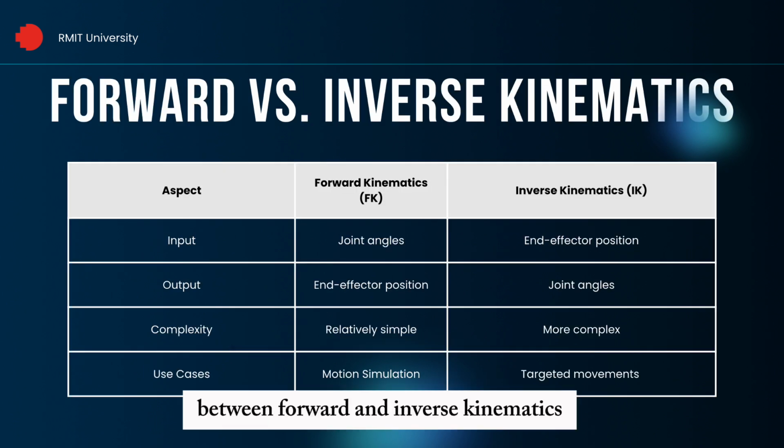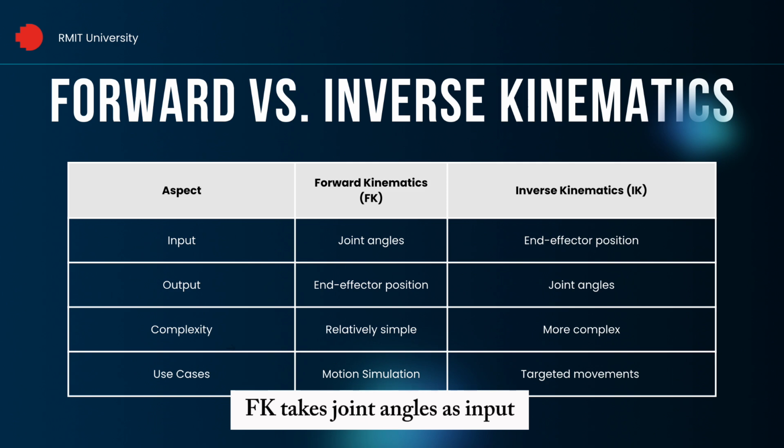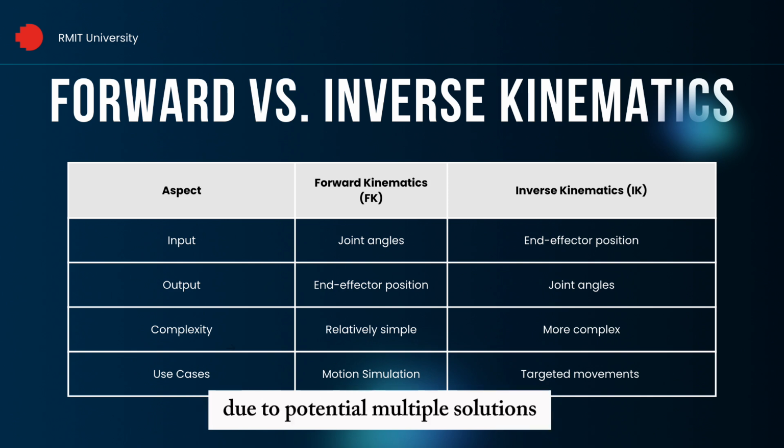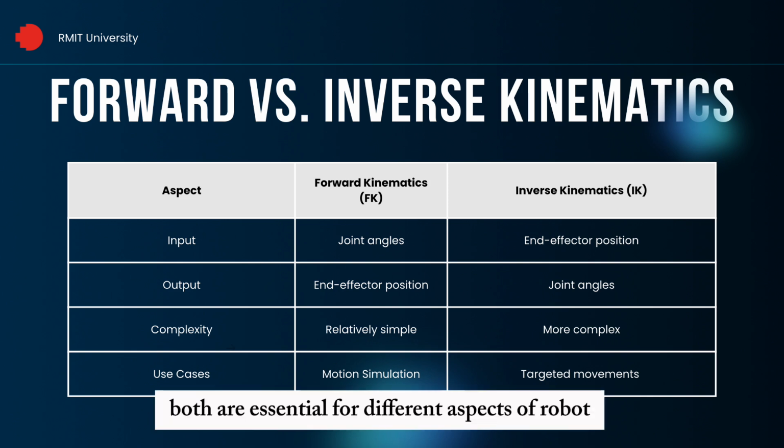Here's a comparison between forward and inverse kinematics. FK takes joint angles as input and computes the end effector's position, making it relatively straightforward. IK, on the other hand, starts with the desired end effector position and calculates the required joint angles, which is more complex due to potential multiple solutions. Both are essential for different aspects of robot control.